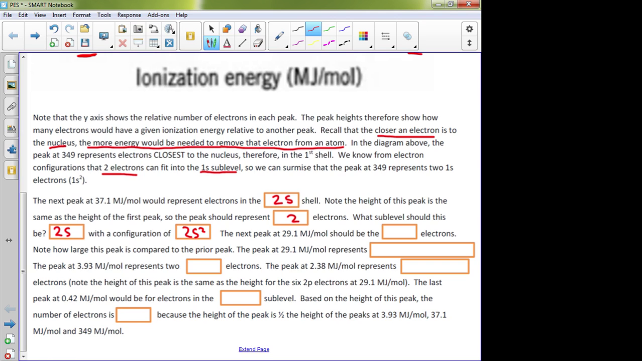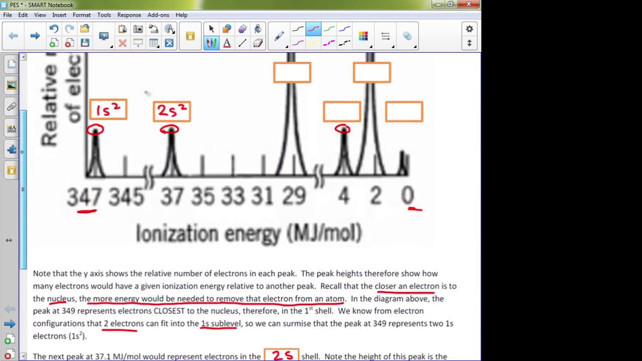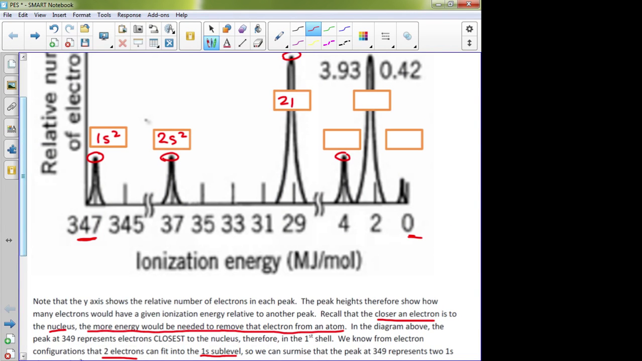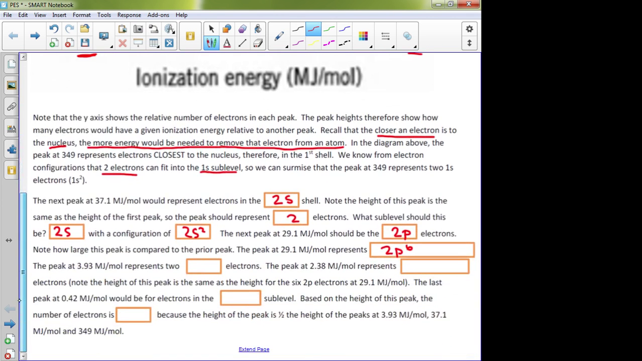Now, the next peak at 29.1 megajoules per mole should be what electrons? What comes after 2s? 2p, right? Note how large this peak is compared to the prior peak. The peak at 29.1 megajoules per mole represents 2p6, right? Everybody agree with that? And how do I know it's full, that all 6 of them are there? Because it keeps going, right? If there's peaks after it, then it means that that peak must have been full.